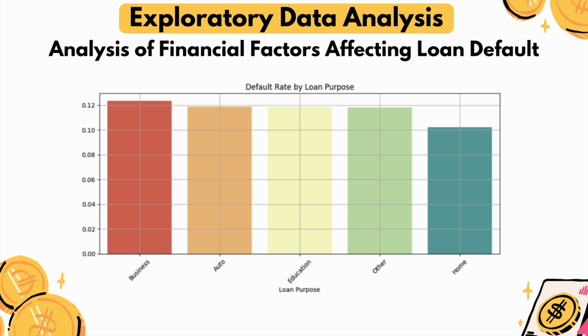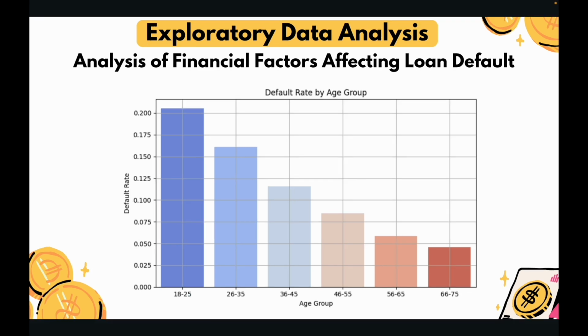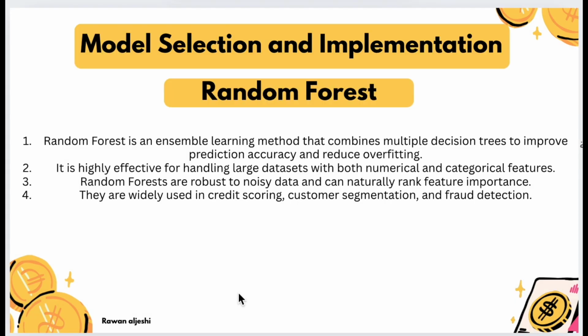This helped us identify higher risk borrowers and provide for better risk management. And finally, looking at age, younger groups, especially 18 to 25, show the highest default rates, consistent with the earlier correlation heat map. These insights help us understand risk behaviors and will directly guide how we train and evaluate our model. I'm going to talk about the model selection and implementation, starting with the random forest.